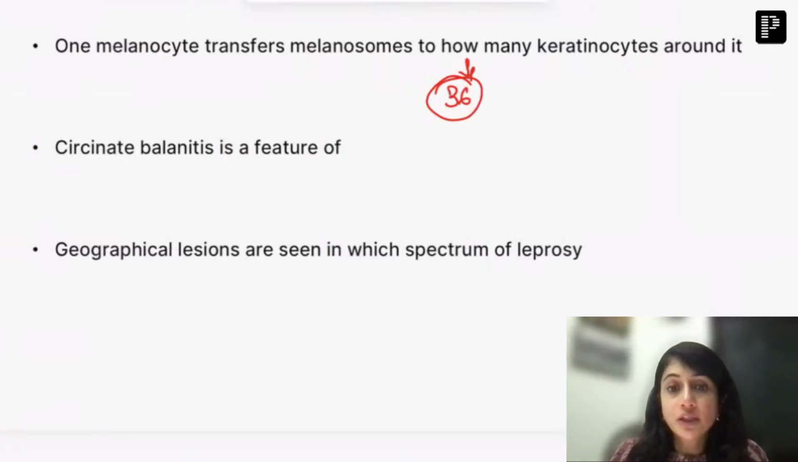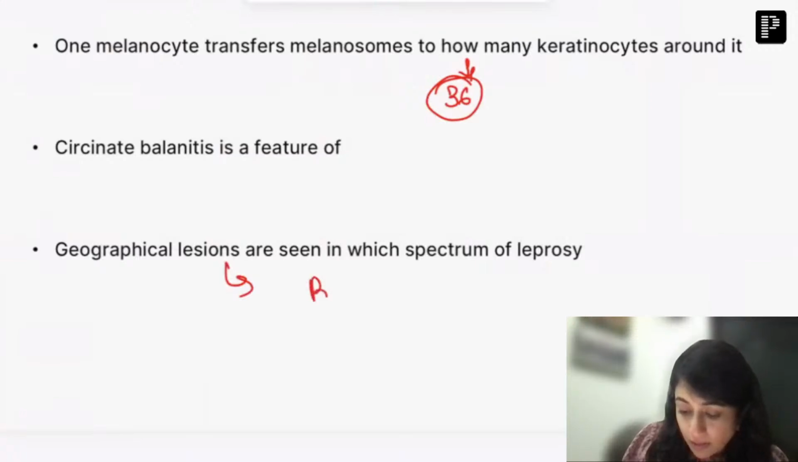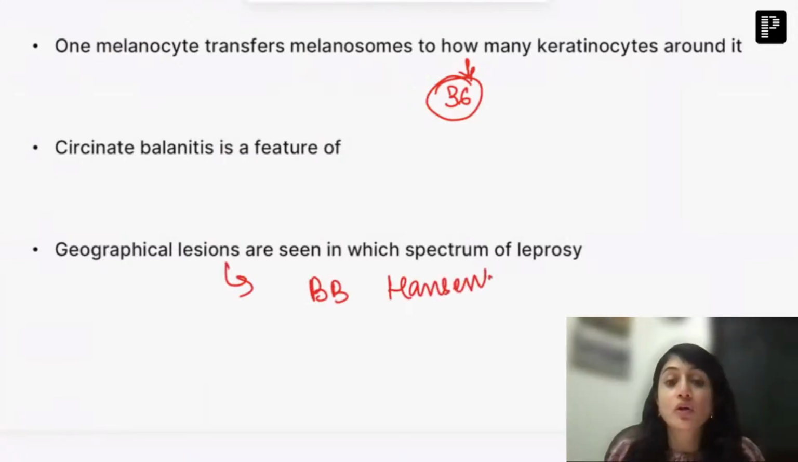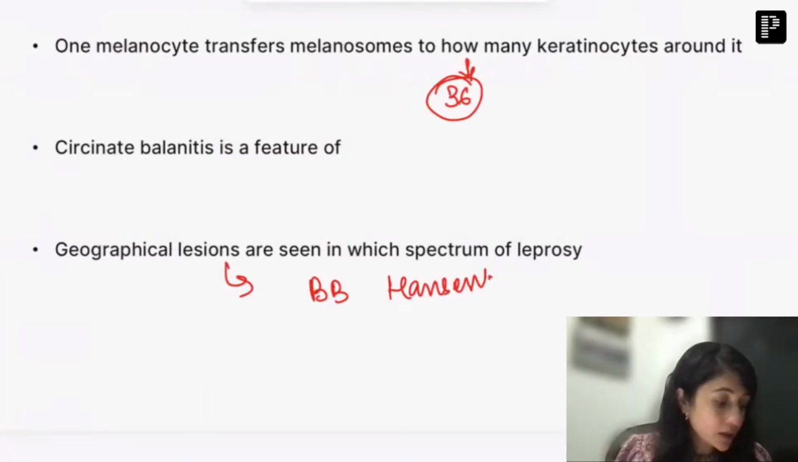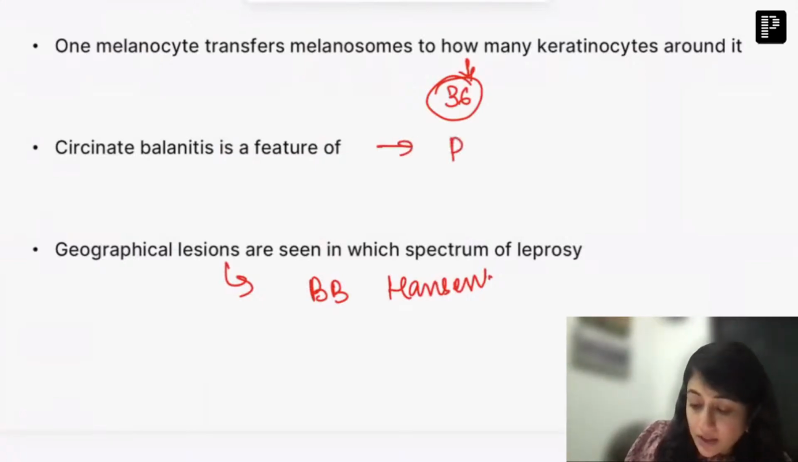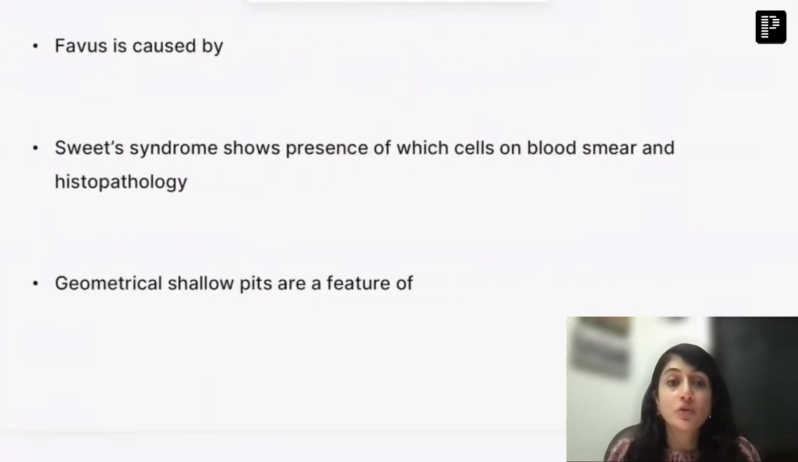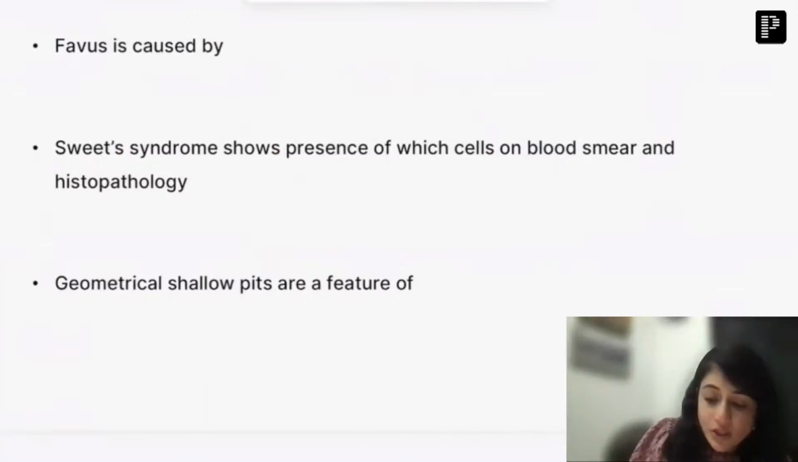And geographical lesions are seen in which spectrum of leprosy? So this is seen in BB Hansen. Map-like configuration or geographical configuration are seen in BB Hansen. Circinate balanitis is a feature of reactive arthritis, also referred to as Reiter's disease. We also see keratoderma blennorrhagicum there. Pemphigus is caused by, you all know this, desmoglein.